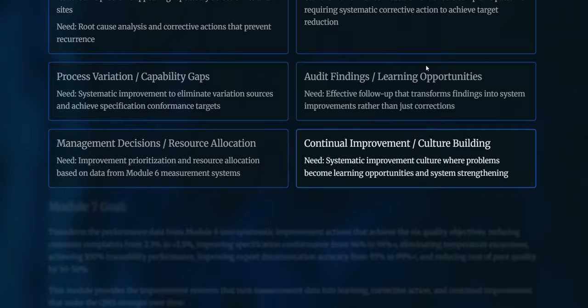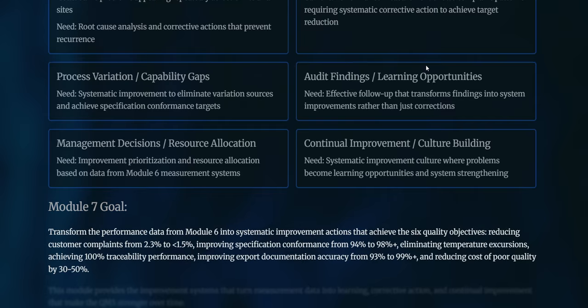Finally, the challenge we have is continual improvement, which we should be using for culture building. What we need is a systematic improvement culture where problems become learning opportunities and system strengthening. We will show how to design that in Module 7 here.